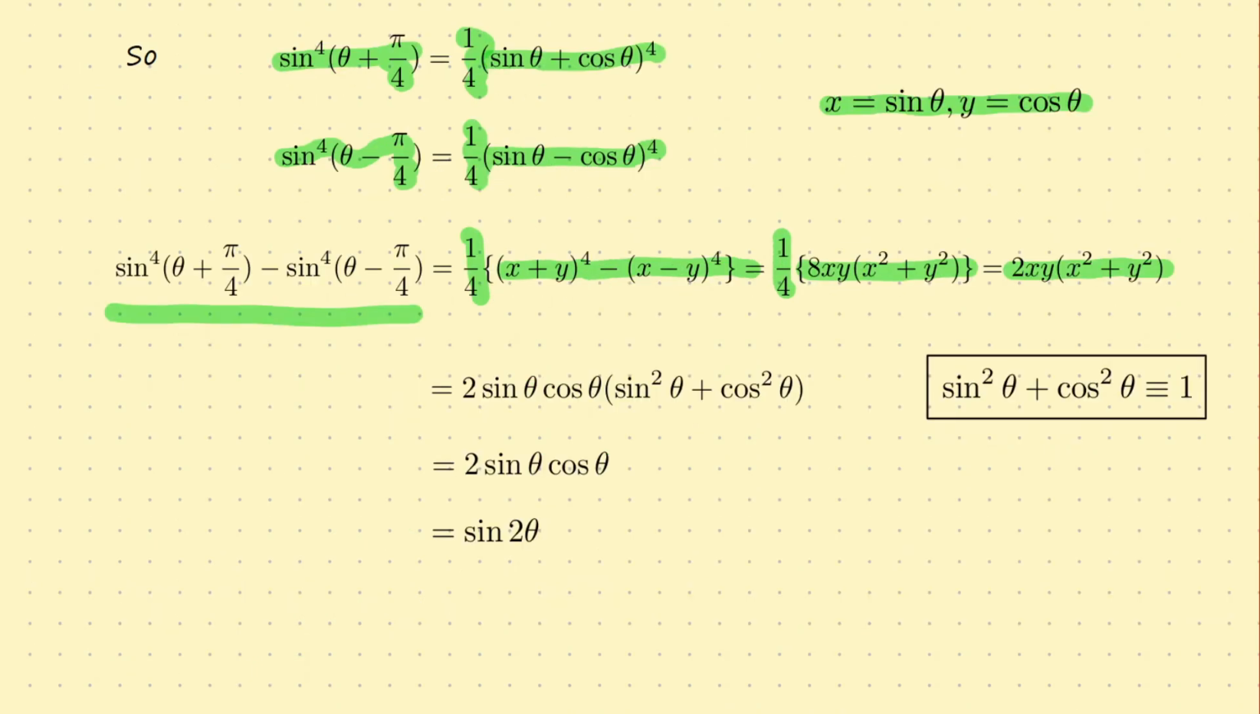And recalling our x and y substitutions, this becomes 2 sine theta cos theta times (sine squared theta plus cos squared theta). And if we recall the identity sine squared theta plus cos squared theta equals 1 for all theta, then this expression becomes 2 sine theta cos theta, which equals sine 2 theta.